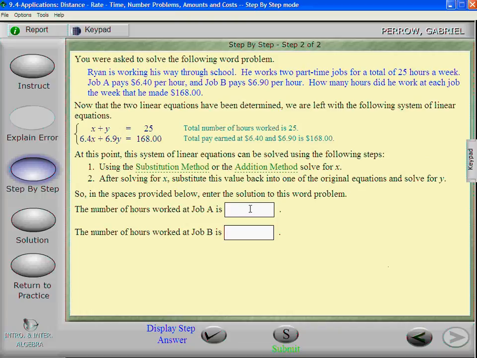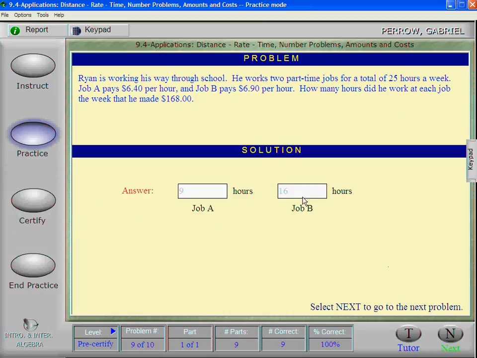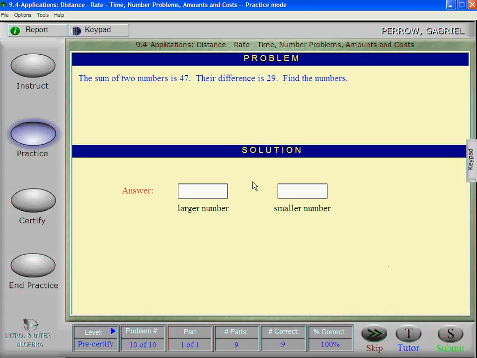So using the addition method, I eliminated the first column by multiplying by negative 6.4 on the top. I worked it all out. I actually ended up with a y value of 16, which should give you an x value of 9. So 9 hours worked and 16 hours worked, the two jobs respectively.